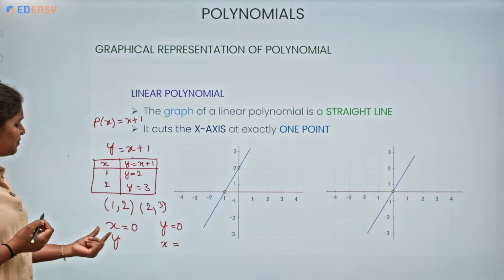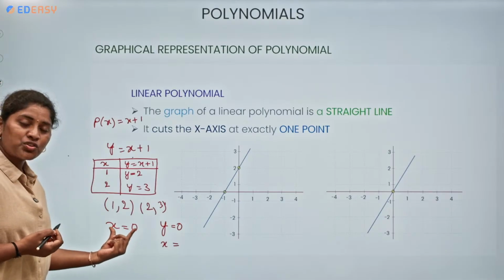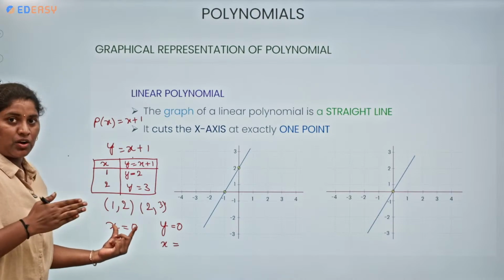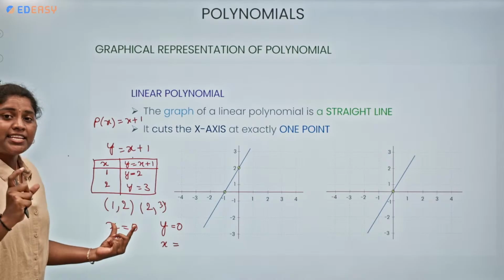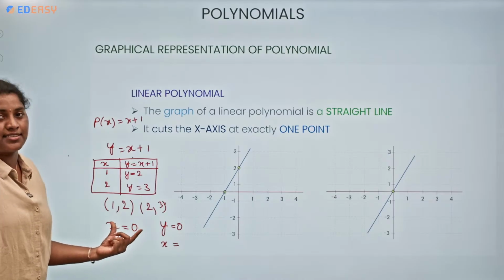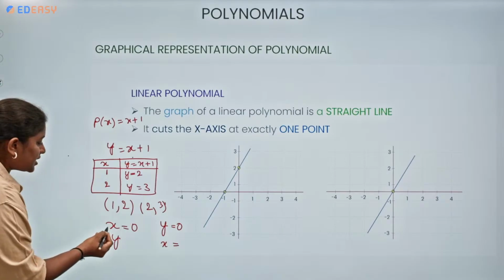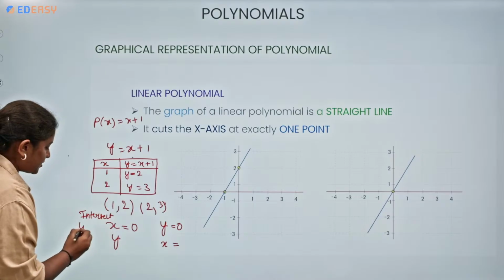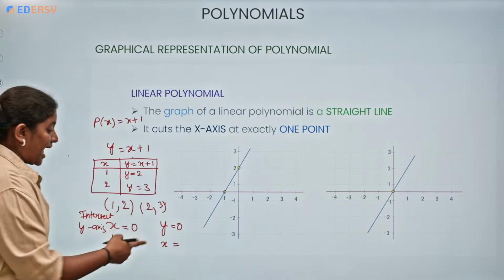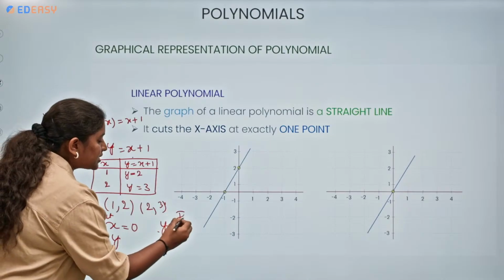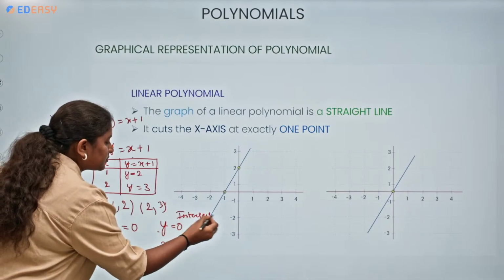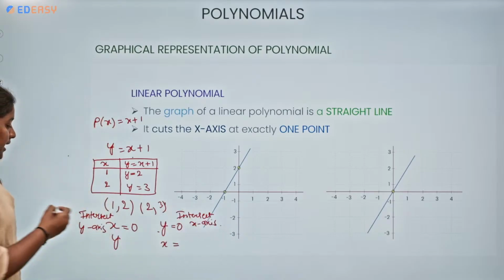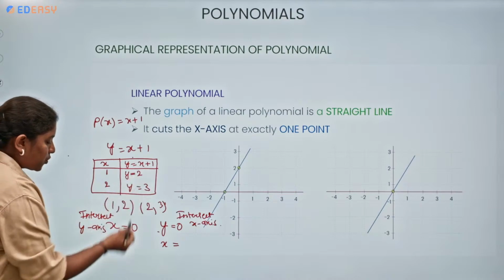It means what? By taking x equals 0 means you are finding where that polynomial is going to intersect your y-axis. If x equals 0, it intersects the y-axis. And if I am taking y equal to 0, it intersects the x-axis, right? Now, after taking x equals 0, what is your y value?